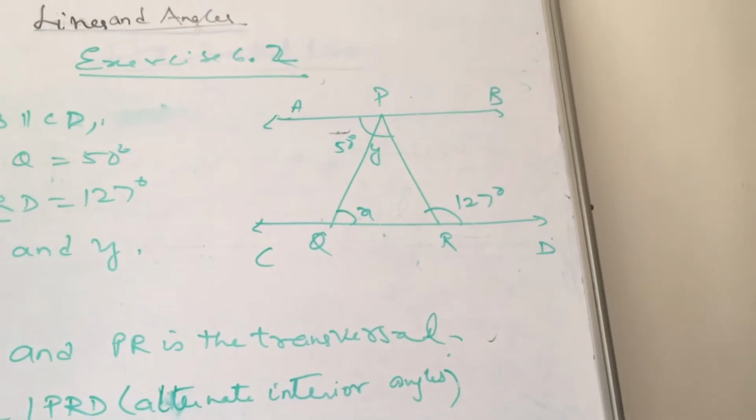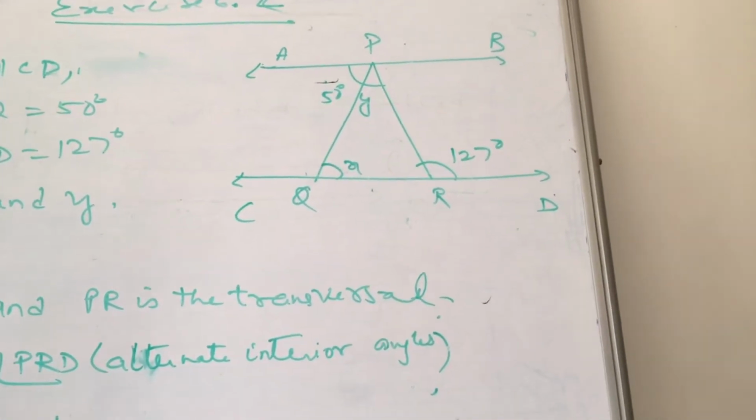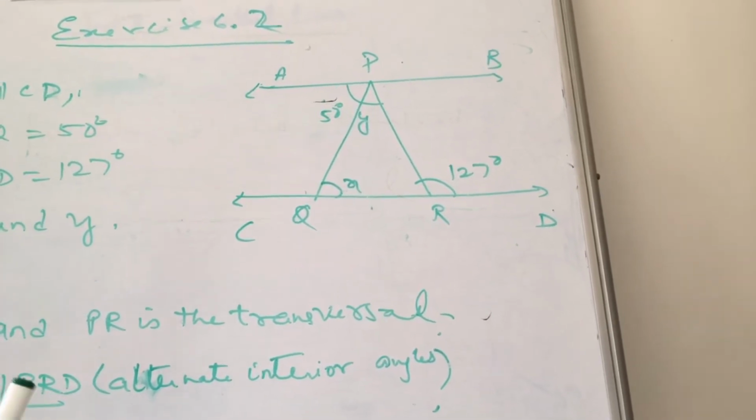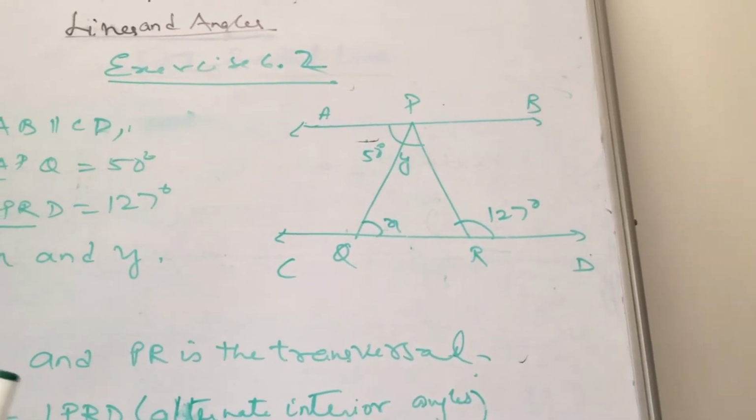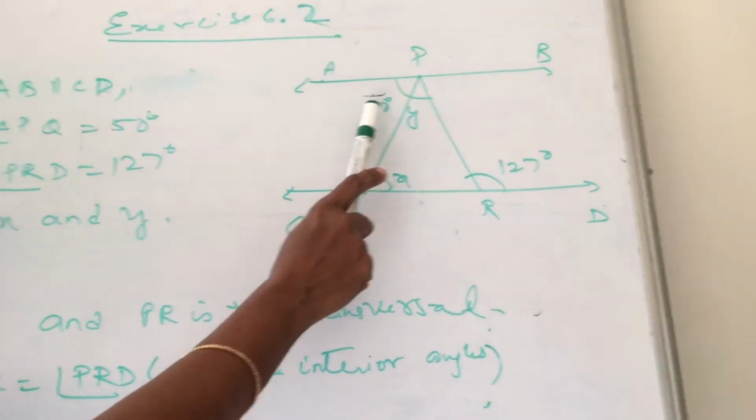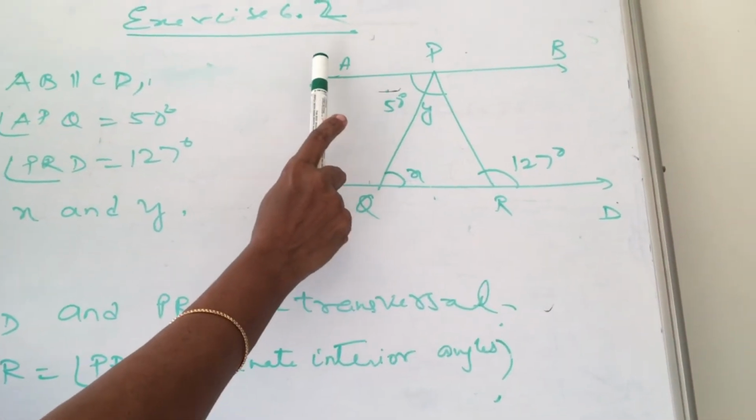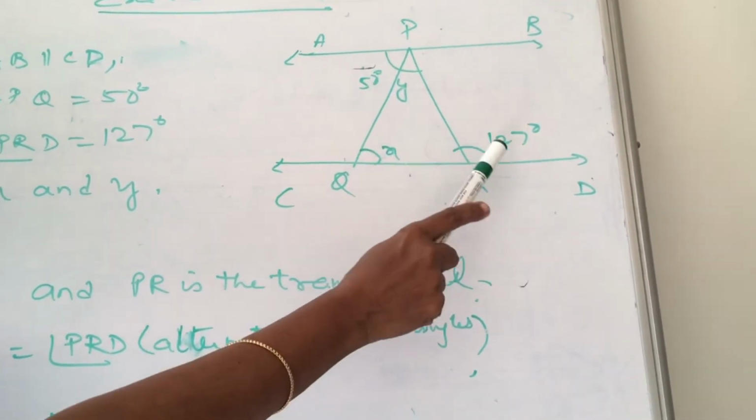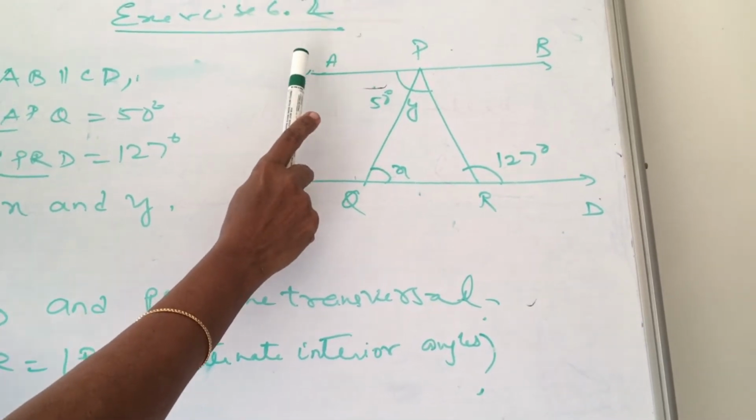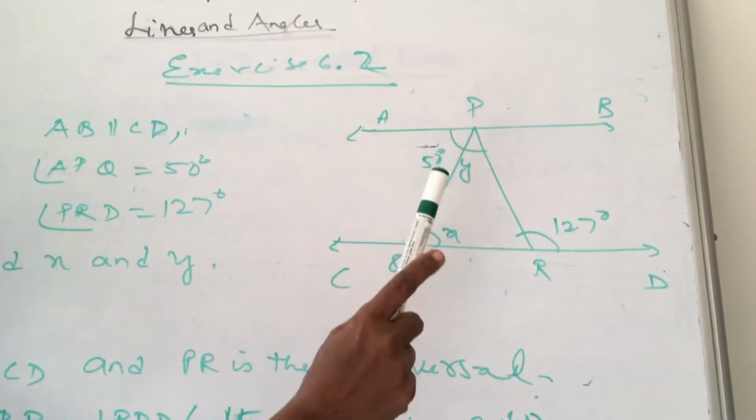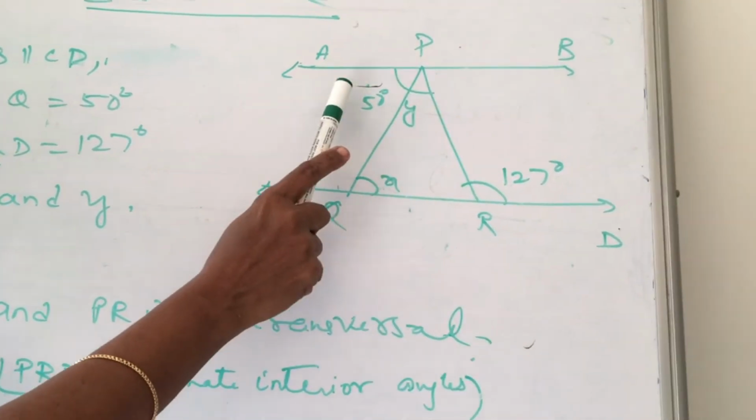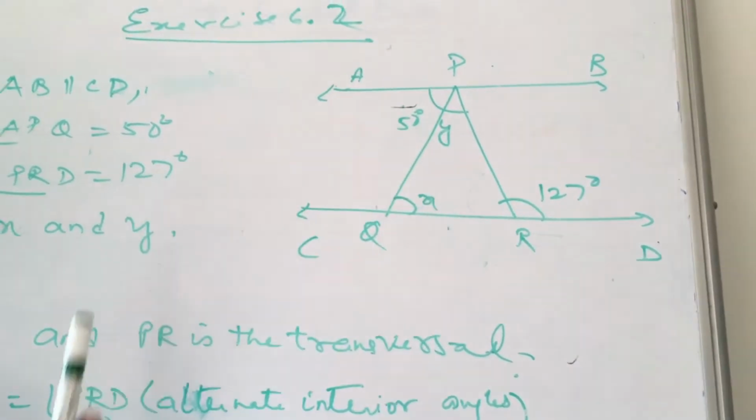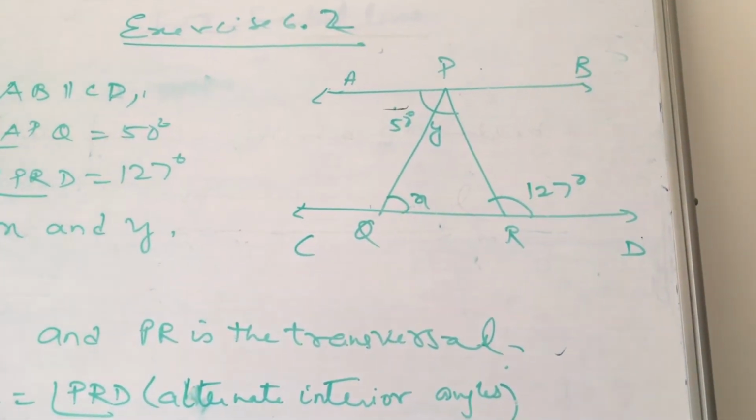If lines are parallel and cut by a transversal, alternate interior angles are equal. Angle APQ is equal to angle PQR. I am repeating, children. Angle APQ is equal to angle PQR. What is APQ measure? 50. Angle PQR measure X. Therefore, X is equal to 50 degrees.